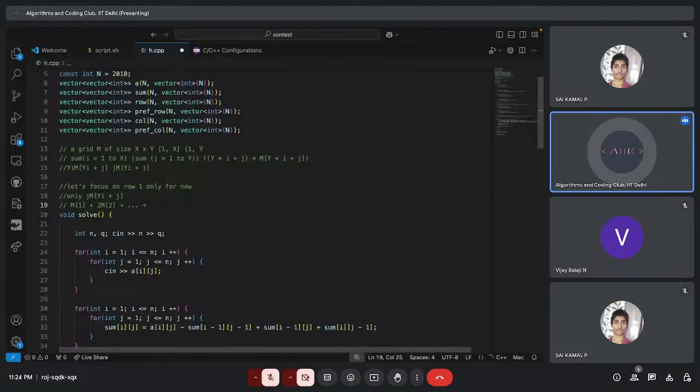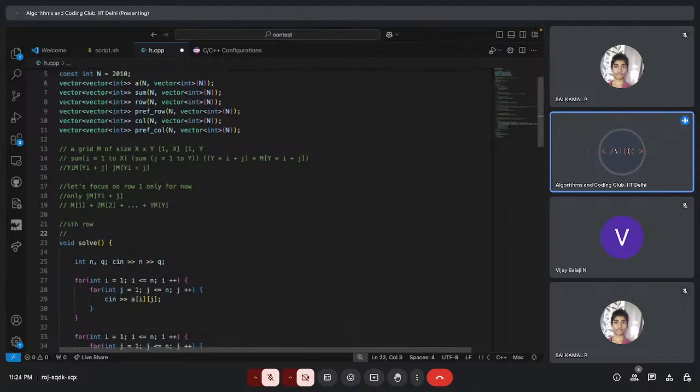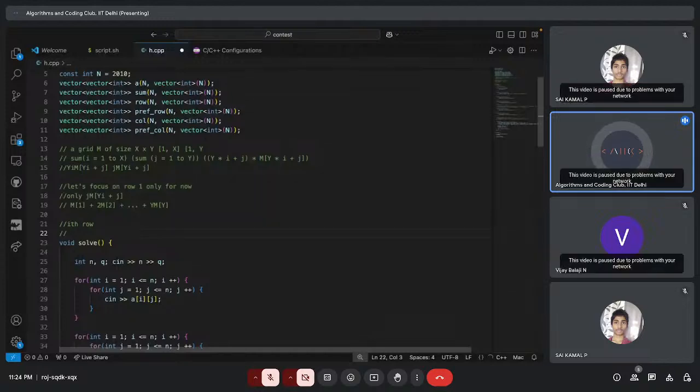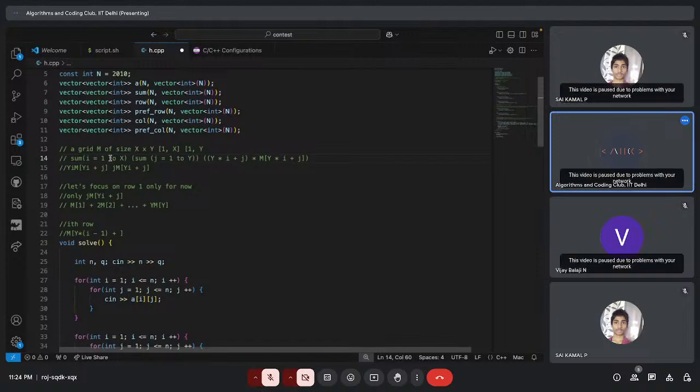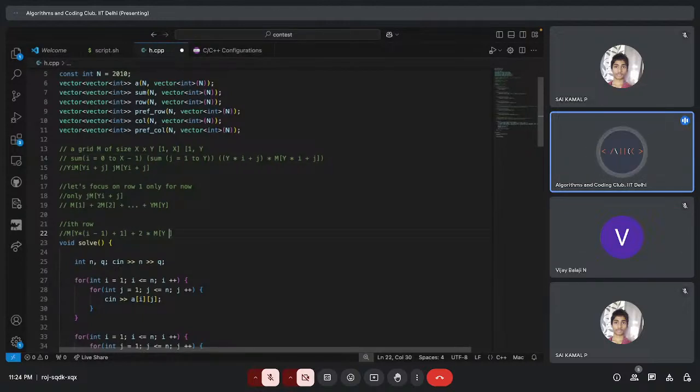Yeah, and similarly, if we had taken some, let's say, ith row, then the j times a of i, j contribution would have been m of y times i minus 1 plus... here it should be i going from 0 to x minus 1, plus 1 plus 2 times y times i minus 1 plus 2, plus so on up to. Similarly as for the first row.